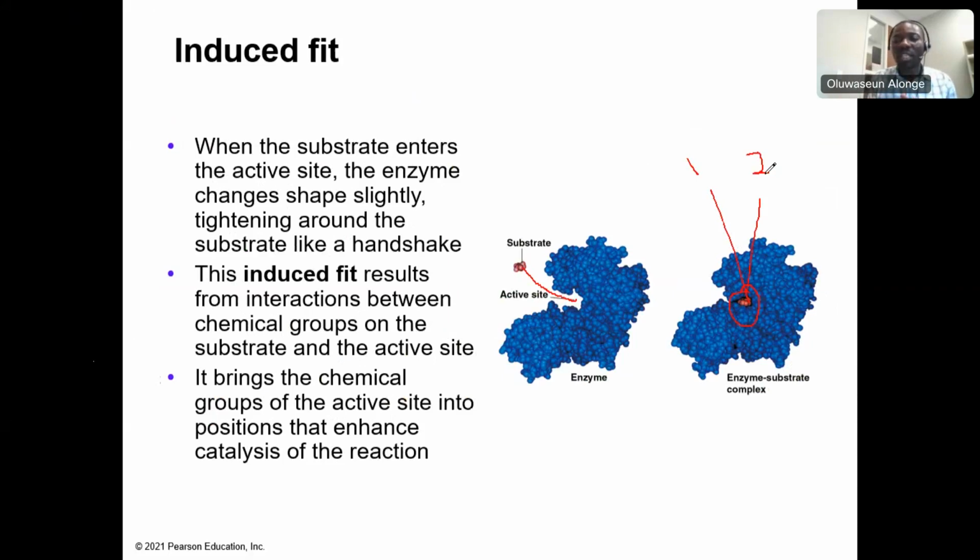If it's an anabolic reaction, then the enzyme will be able to bring the substrate together. And I will show you that as we go.